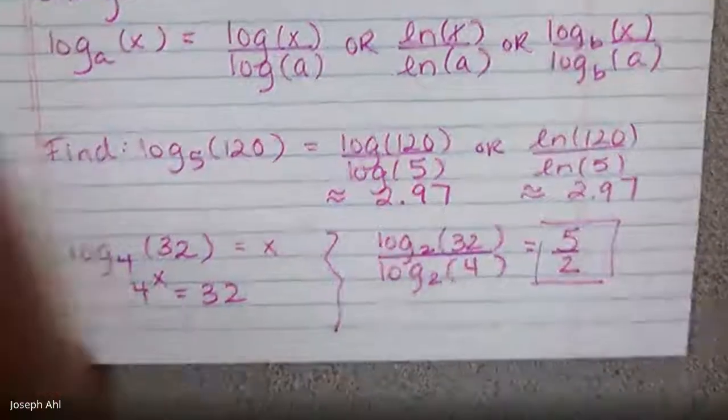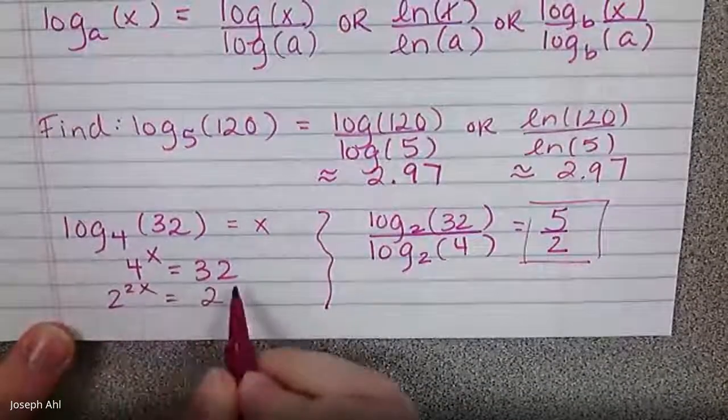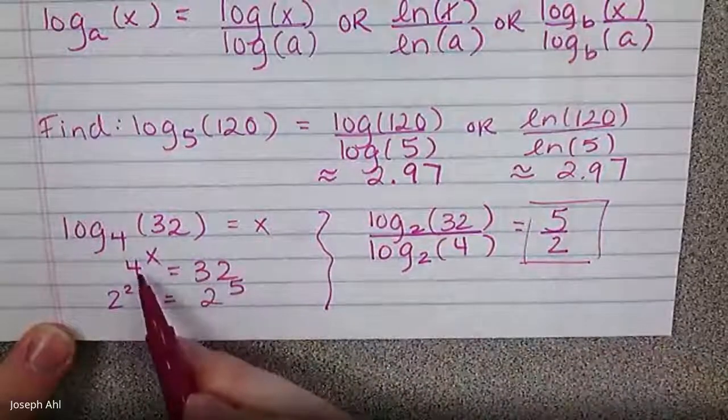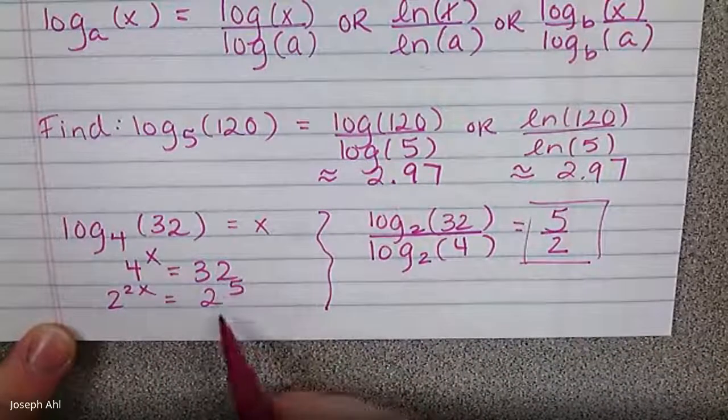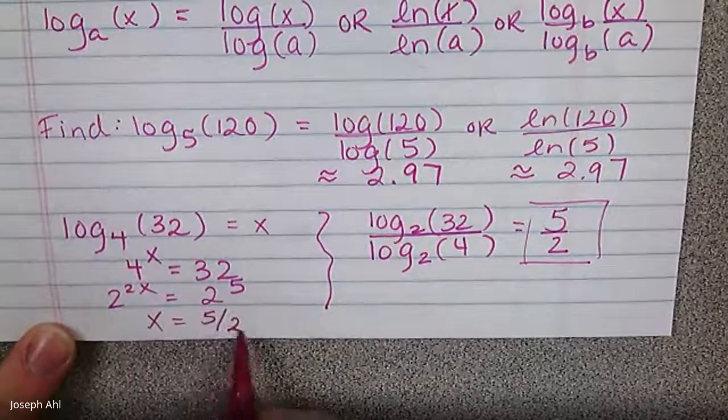Over here, you would do something really similar where you would say, all right, well, this is 2 squared. You have to have the same logic, don't you, right? 2 to what power gives you 4? 2 to what power gives you 32? And if you set 2x equal to 5, you do get x equals 5 halves as well.